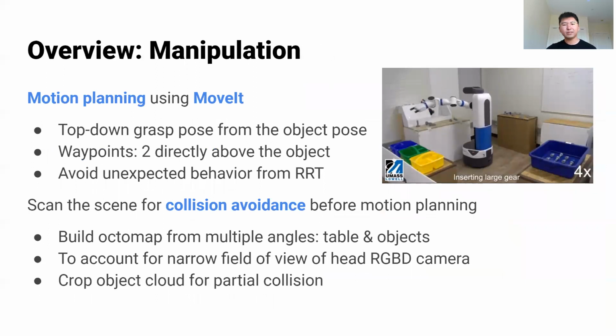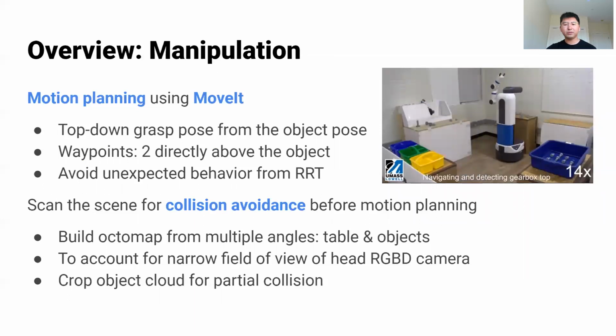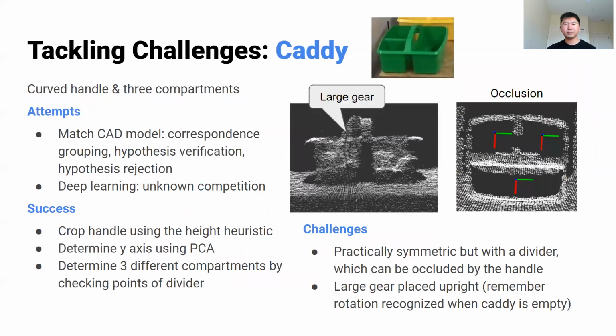Before any manipulation, the robot will scan the scene for collision avoidance. It will build an octomap from multiple scans at different angles. Having these angles is to account for the narrow field of view of the head RGBD camera. After the scan, to allow the robot to touch the object it's going to manipulate, we crop the object out. We didn't use the built-in MoveIt feature, which requires us to mount each single object.